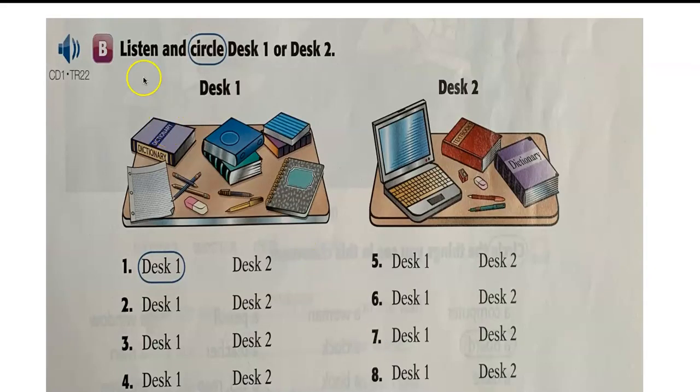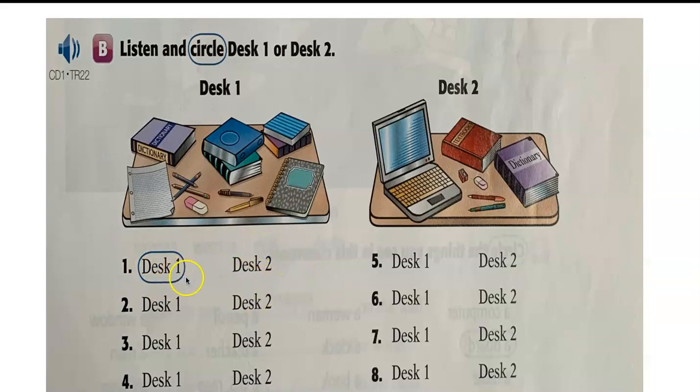Okay, so here you have a listening exercise, okay? What you have to do here is you are going to listen and circle desk 1 or desk 2. So you are going to listen about these objects that you have here. You have to listen and you have to identify if the objects are in desk 1 or in desk 2. Va a escuchar de los objetos que están en cada escritorio y usted va a poner en un círculo. Si es que están en el escritorio 1, va a poner desk 1. Si están en el escritorio 2, va a poner desk 2.